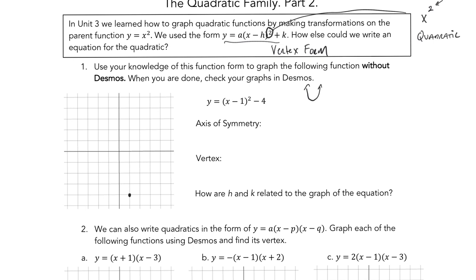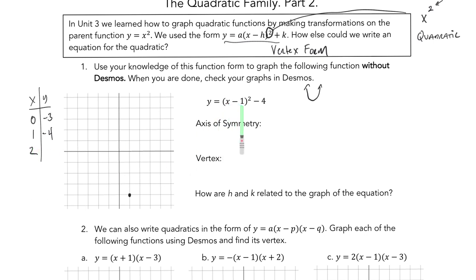Okay, so if I wanted to pick up a couple other points, I know one point is (1, -4), right? 1 to the right and down 4. Now I need points on either side. So I'm going to try a point left and right of that. So if I go to the left of that, I go to 0. I plug in 0. 0 minus 1 is -1. -1 squared is 1. 1 minus 4 is -3.